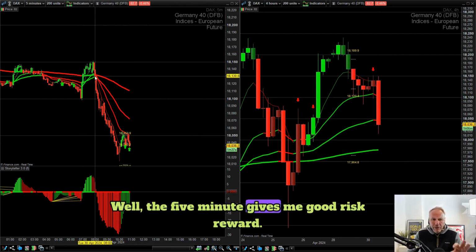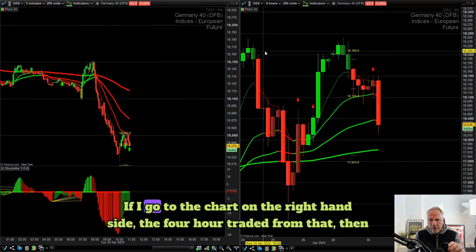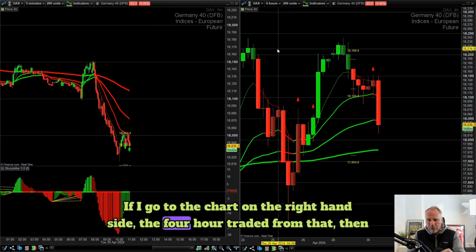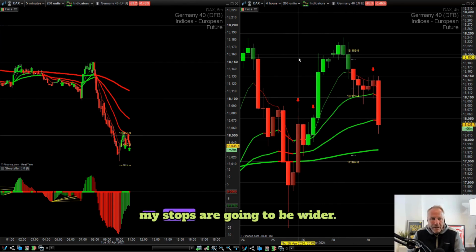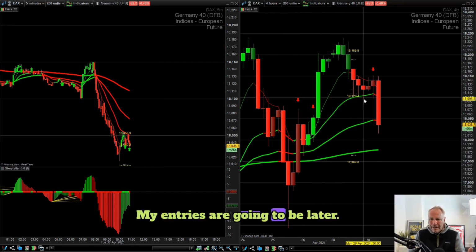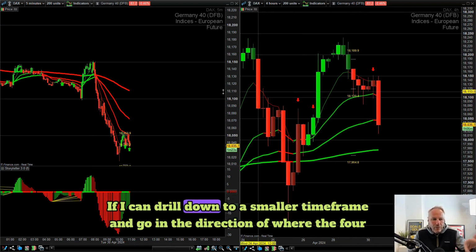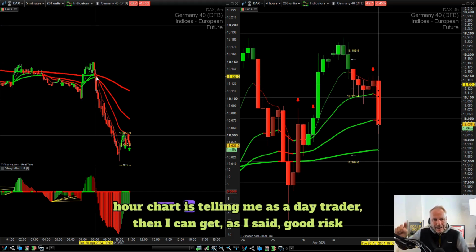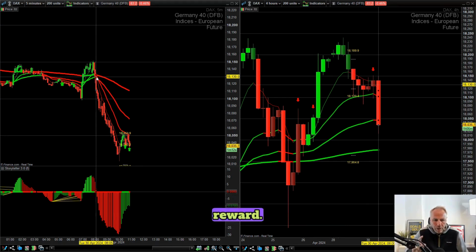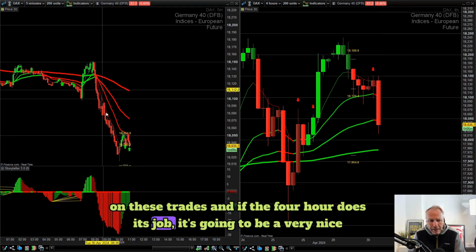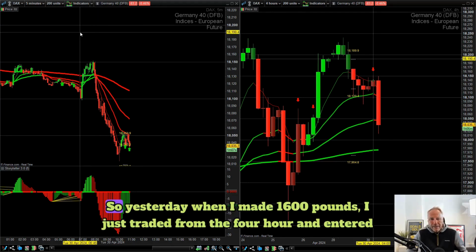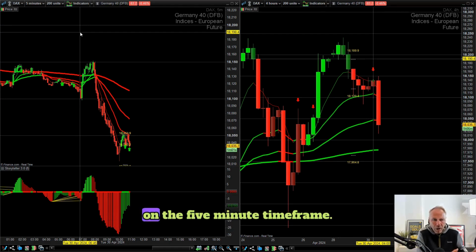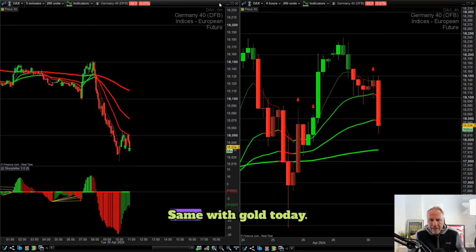Why do I get in on the 5 minute? Well, the 5 minute gives me good risk reward. If I go to the chart on the right hand side, the 4-hour, and trade it from that, then my stops are going to be wider. My entries are going to be later. If I can drill down to a smaller time frame and go in the direction the 4-hour chart is telling me as a day trader, then I can get good risk reward on these trades. And if the 4-hour does its job, it's going to be a very nice trade. So yesterday when I made £1,600, I just traded from the 4-hour and entered on the 5-minute time frame. Same with gold today.